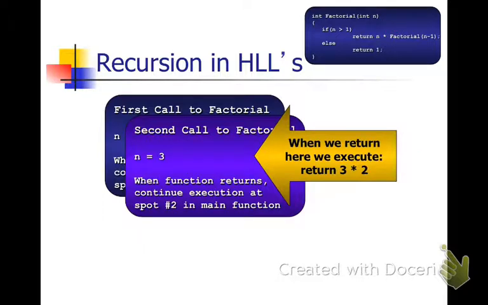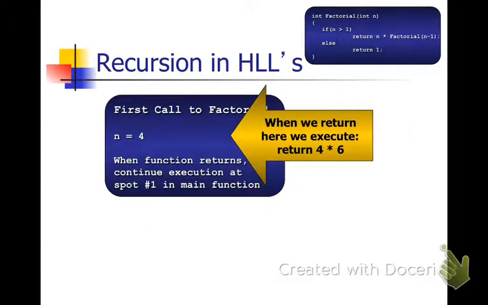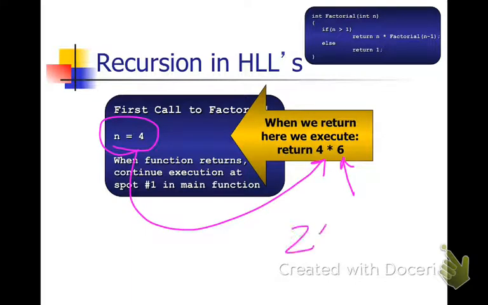And then finally, we return 6 to the instance before, and here we execute the return value of 6 times our current value of n, and we get a final value of 24, which is what we would expect from this in the first place.